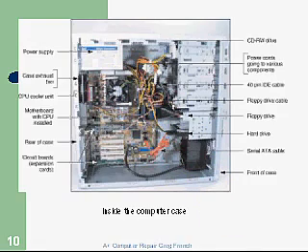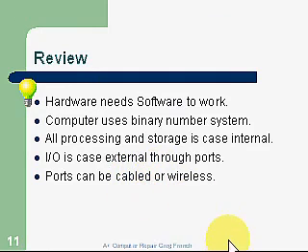Review. Hardware needs software to work. We can't get the hardware to do anything without the software. Computer uses binary numbering system, zeros and ones. That's all it uses. All processing and storage is case internal. I/O is case external through ports. So our input and output is through the external portion or ports of our case. Ports can be either cabled or wireless. Wireless is becoming very popular instead of using cables.